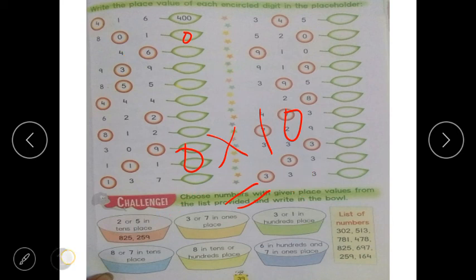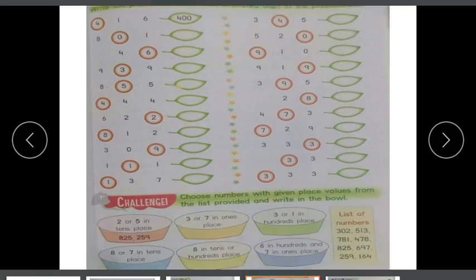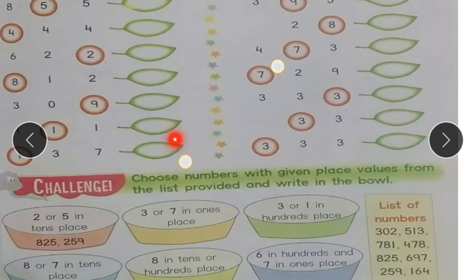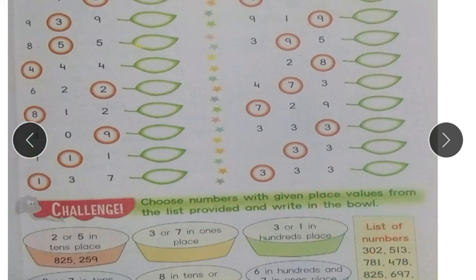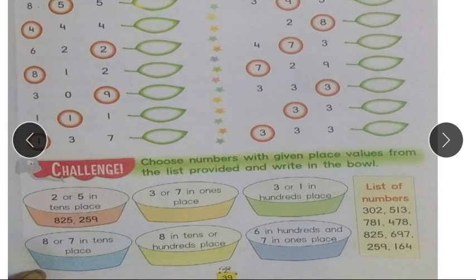Now look at this challenge. What is there in the challenge? Here in the question it is given: choose the number with the given place value from the list provided and write it in the basket. This is the list of numbers: 302, 530. Provided means given, the list which is given. So you have to choose the number, select the number with the given place value from the list provided.